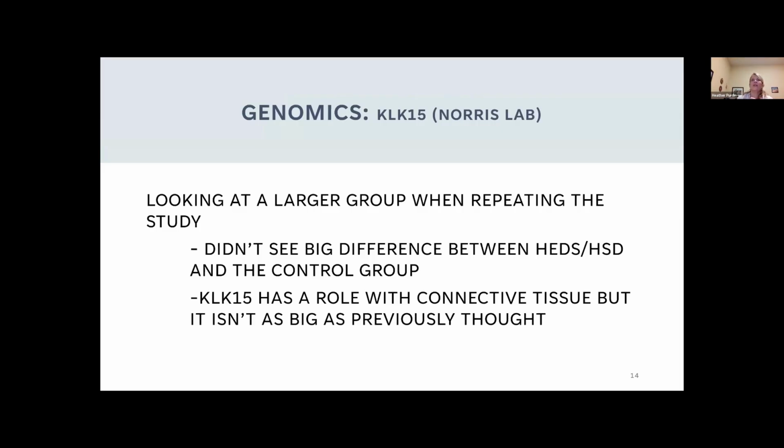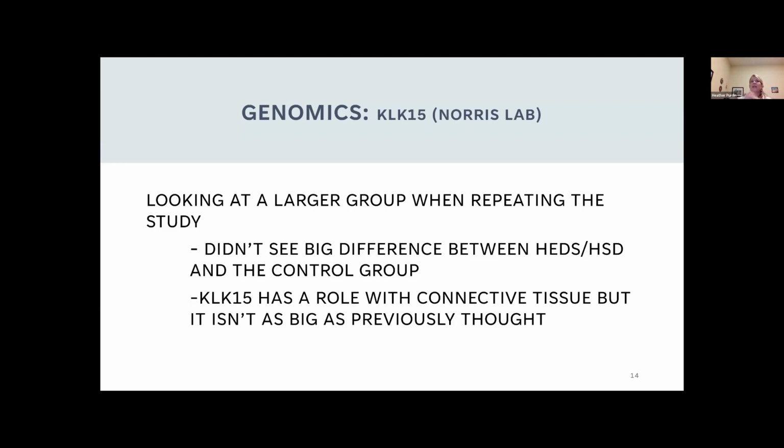And so they're thinking they're going to have to look at maybe a larger group when they're repeating the study. The study that tried to reproduce it just didn't see as big of a difference between the control group and the people with hEDS and HSD. And then I think there was a 2 to 3% of people in this newer study who were found to have signs of connective tissue disorder that had the KLK15, not the 20%. So they're like, we've got to do it again. Let's get a bigger group.